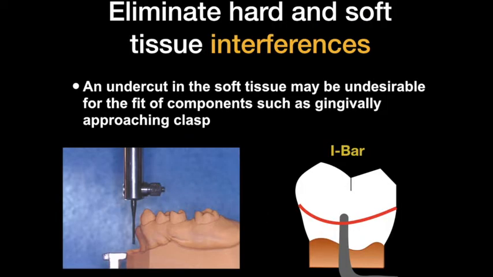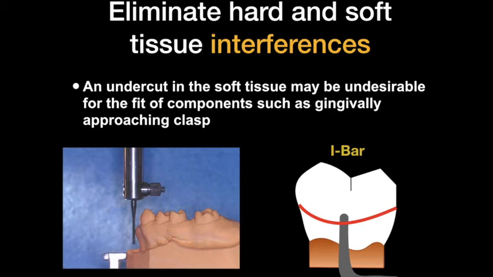Okay, so we already talked about why we need to use the surveyor to do a diagnosis. The other purpose is to eliminate the hard and soft tissue interference. Because sometimes if we have a huge soft tissue undercut, it might not be desirable for the fit of a component such as a gingivally approaching clasp. And what does a gingivally approaching clasp mean? Remember we talked about the I-bar in the sim lab.